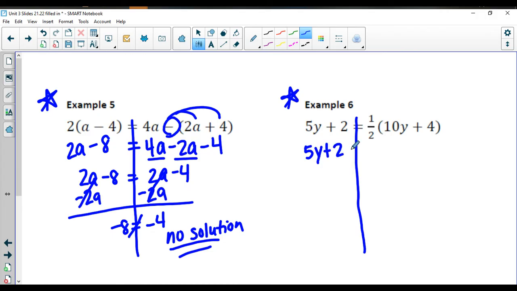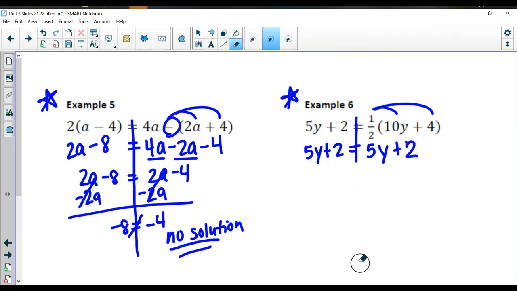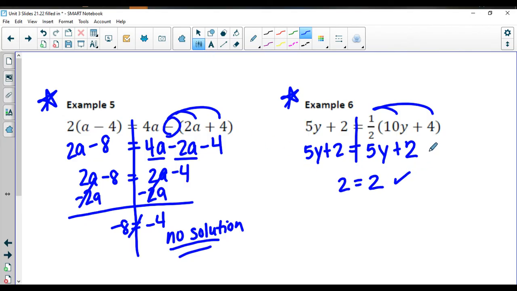So here we have the 5y plus 2. Distributing our 1/2, we get 5y plus 2. Did you notice right away they're the same thing on both sides? I could keep going if I wanted to and subtract away that 5y, which would leave me at 2 equals 2, which is a true statement in both cases. So this tells me that this one has infinite solutions.